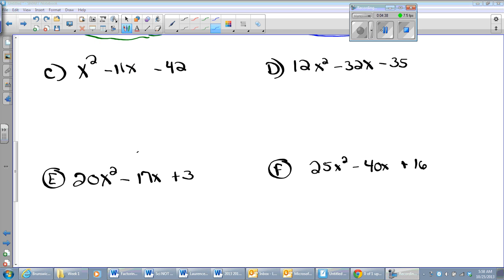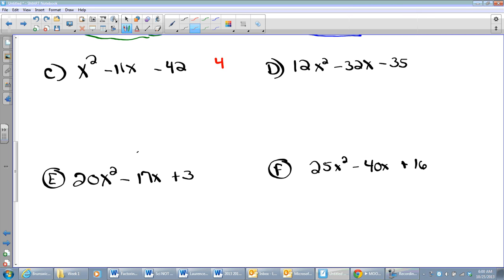Okay, problem C, same type of problem, only this time there's a negative in the back, and that'll change things a little bit. I'll have a 42. I don't like to work with a negative 42. I just like to think about it as a subtraction problem. I'm going to need to subtract to get negative 11.